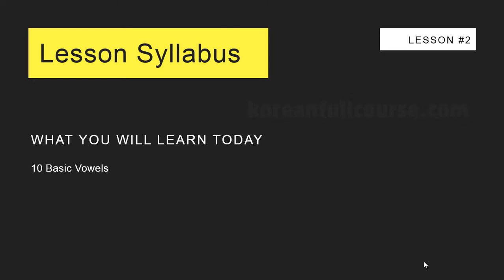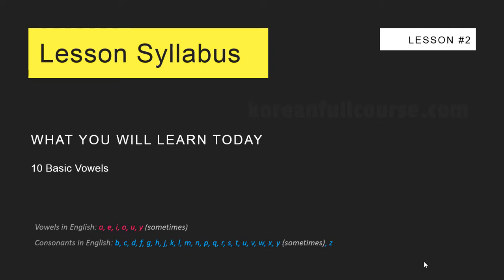Hi, in the previous lesson we talked about Korean consonants, and today I'll teach you 10 basic Korean vowels. And if you don't remember what a vowel is, here is the example of vowels in English. In the English language, the letters you see over here, colored in red, are called vowels.